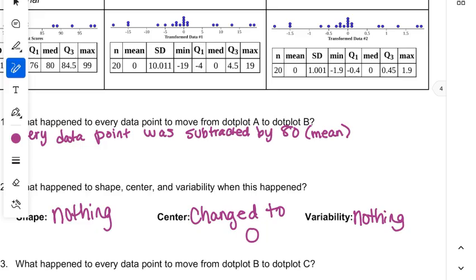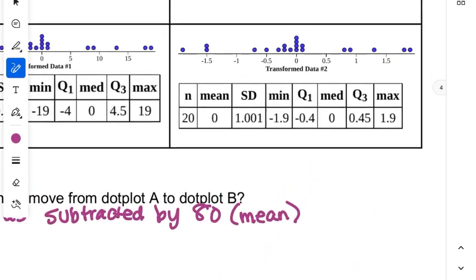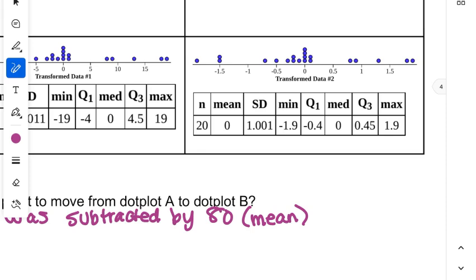Okay, so now we're going to go from plot B to plot C. So what happened from plot B to plot C? Oh, the x values changed. Yeah, the x values changed again. So instead of it being 5, it's now at 0.5. Instead of it being at 10, it's at 1.